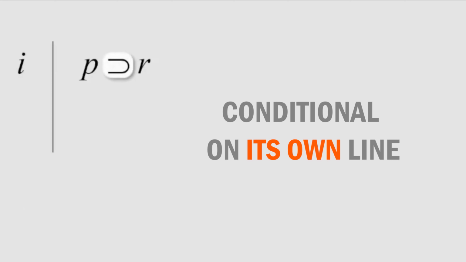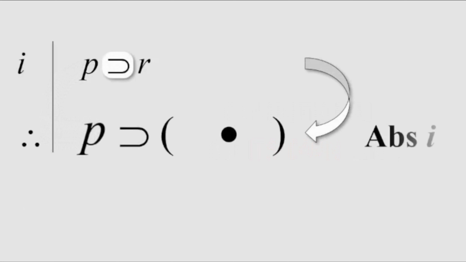Here's the rule in symbols. What we are required to have in order to apply the rule is a conditional on its own line, and we are allowed to infer another conditional with the same antecedent, but with a more complex consequent. The consequent is a conjunction of the antecedent and the consequent of the conditional we are given.